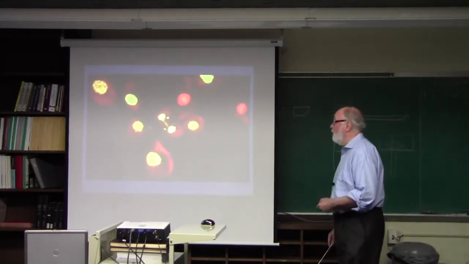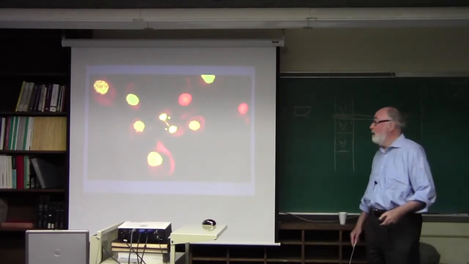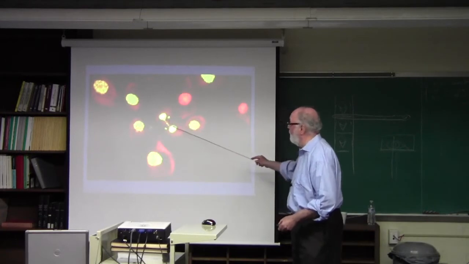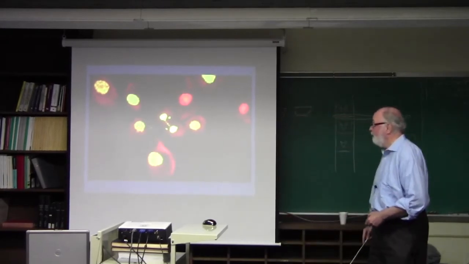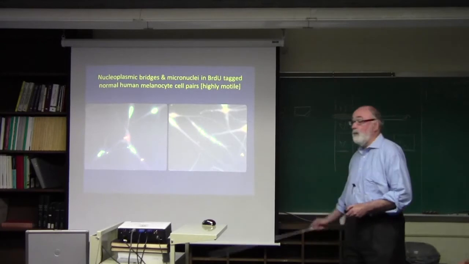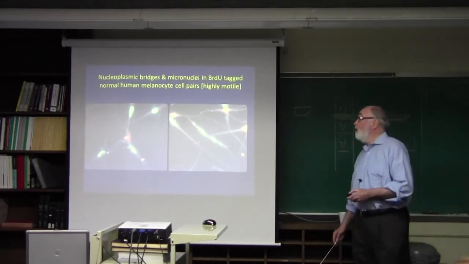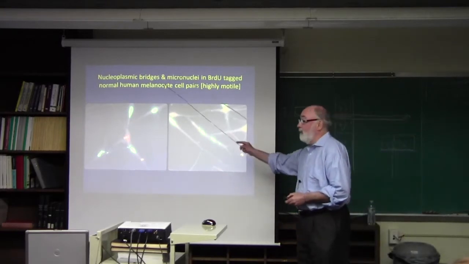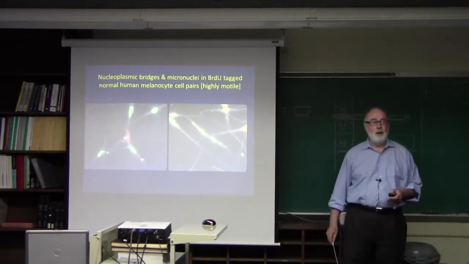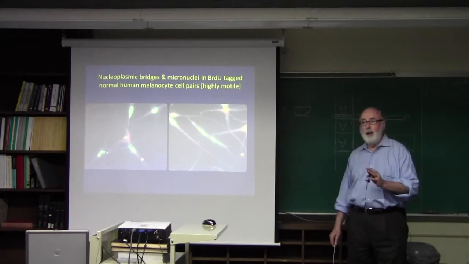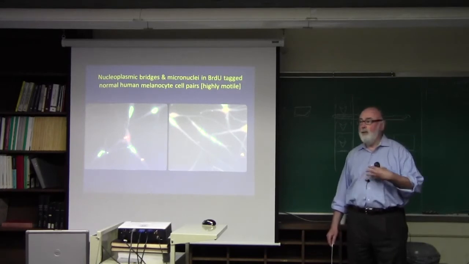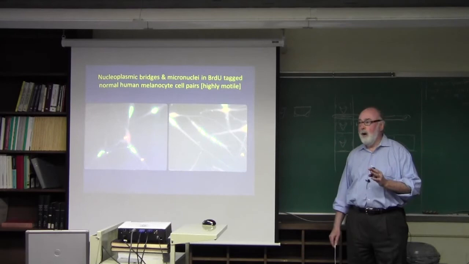Just other examples. I put these up because I like them. They're pretty. So here's an example of a bridge between these two nuclei and the acentric fragments or the micronuclei sitting here. Now those cells were keratinocytes. We're now shifting to another cell type, a melanocyte. And in fact, when I started these studies, I was interested in the differences in radiation response of different cell types from the human body. And the best situation you can have is to derive different cell types from the same individual.